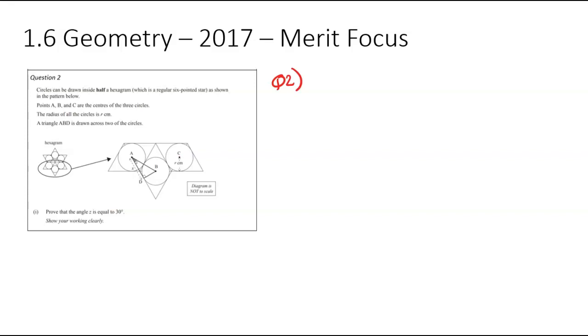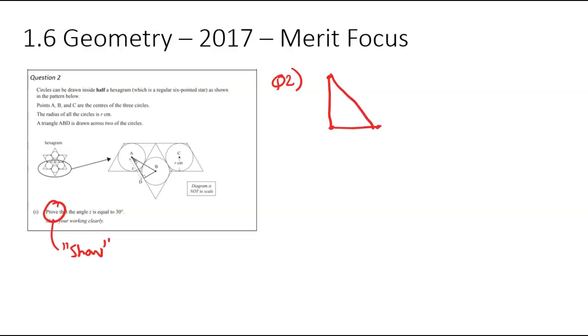We've then drawn triangle ABD inside that shape there. We've been asked to prove that angle Z is equal to 30 degrees. So just a reminder, prove is similar to the show questions from the achieve section. So that means they've given us the answer. We have to figure out how they got that answer. So this one, I suppose reasonably tricky, but let's just draw a diagram just to help us out.